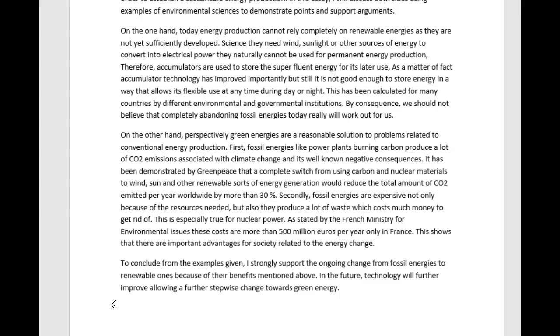"So to conclude from the examples given, I strongly support the ongoing change from fossil energy." You keep saying fossil energies. I really wanted you to use the word fossil fuels because that's the actual collocation that we're used to in English. "To renewable ones because of their benefits mentioned above. In the future, technology will further improve, allowing a further stepwise change toward green energy." There it is, green energy.